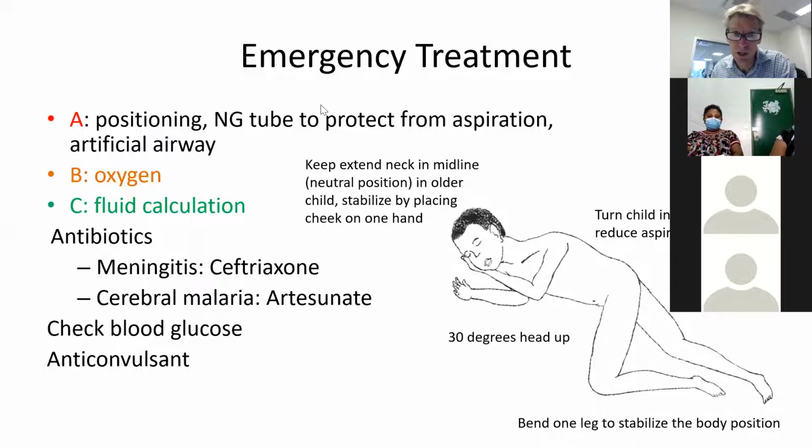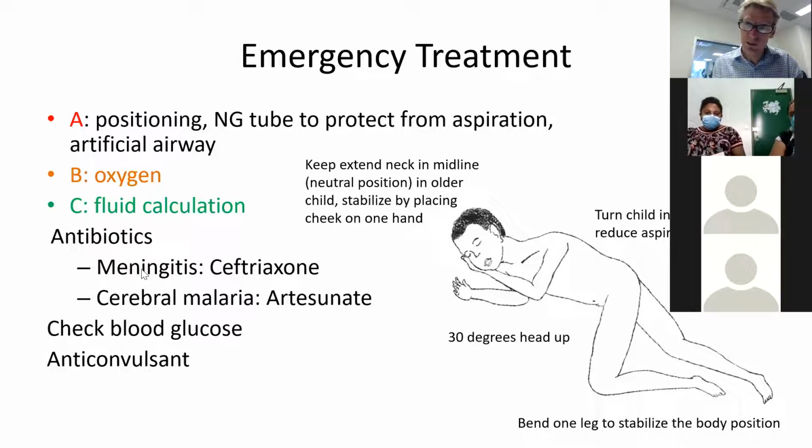That would require these sorts of things. So positioning the child, usually in the coma position on the side. All right, this is the coma position, but ideally 30 degrees head up. You should keep the neck extended in the midline so you open the airway. Sometimes it's necessary to pull the jaw forward to open the airway. You can turn the child on the side to reduce aspiration. You give oxygen. You need to calculate the amount of fluid the child should receive, whether it's a bolus of fluid if they've got signs of shock or not. You need to think about what treatment to give.